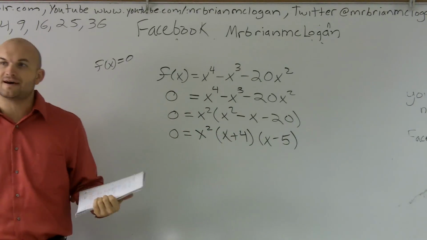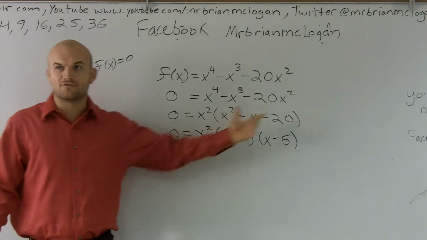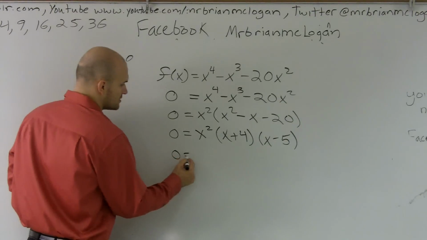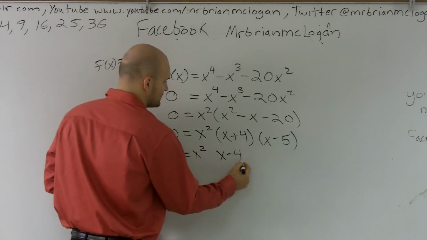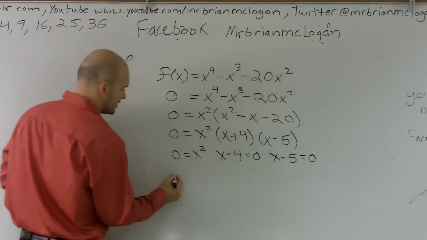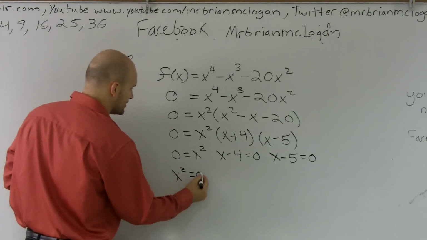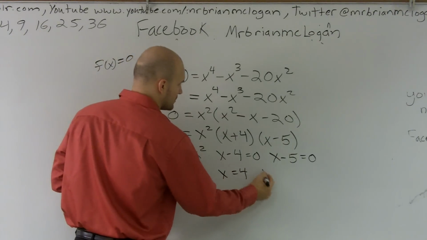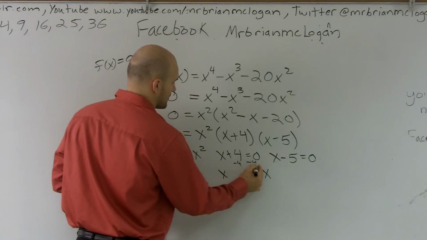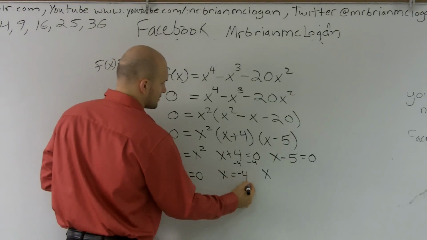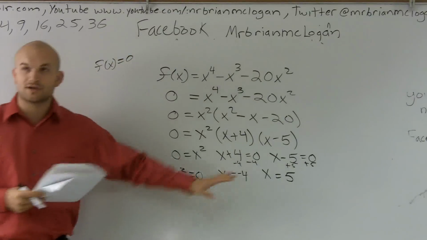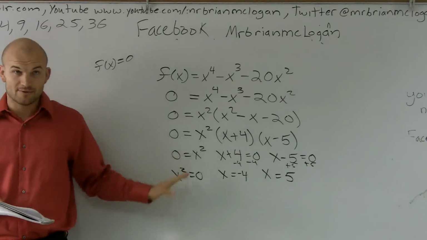So now what we need to do is find the zeros. Remember, when we have a set of linear factors, these are all multiplied together to give us 0. So we can write 0 equals x squared, x plus 4 equals 0, or x minus 5 equals 0. Therefore, x squared equals 0, x equals negative 4, and adding 5 to both sides, x equals positive 5. All right, is everybody good at this point?